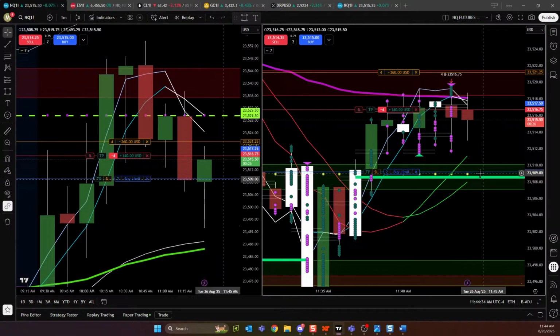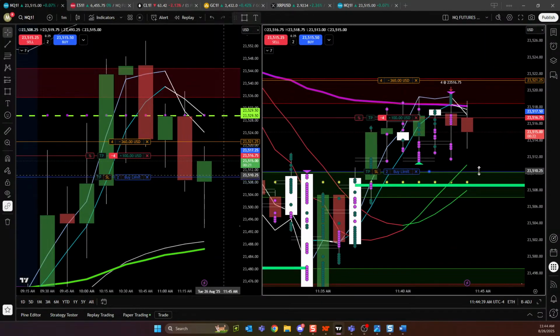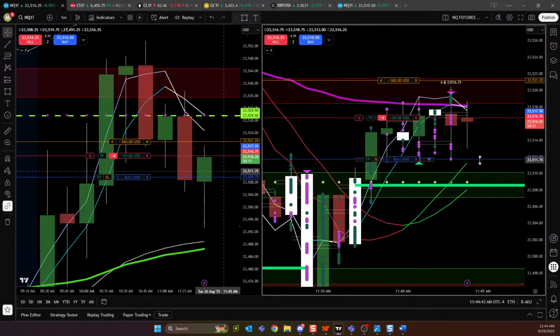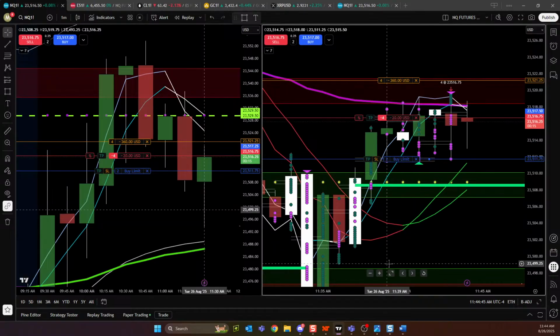Now we just want to see if it'll push down to our first target. If we're in at 1675, I only have to get to 1175 for $100.